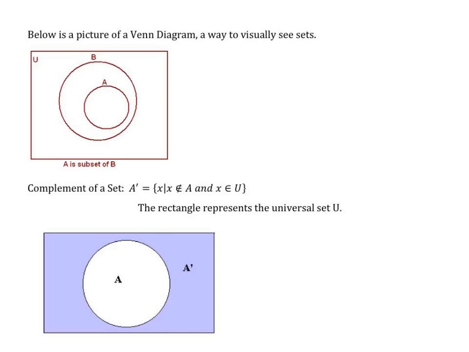So let's use Venn diagrams to help with sets. Below is a picture of a Venn diagram, a way to visually see sets. Notice we have this U here in the corner, and everything else is in this rectangle. So U is the universal set. Well, what is the universal set? It's the set of all elements. So every element is in this set.